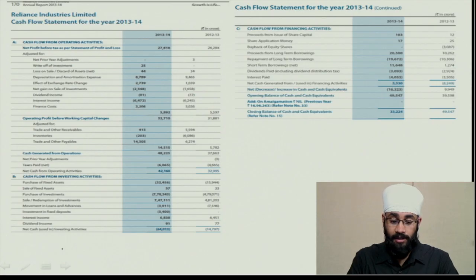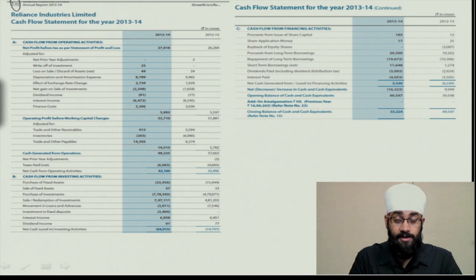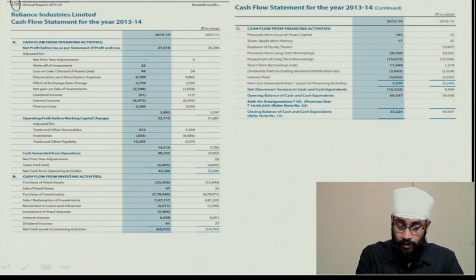Let us now look at cash flow statement of Reliance Industries Limited to get a better sense of presentation and format of the cash flow statement. On your screen, you see the cash flow statement for Reliance Industries Limited now. The statement appears on page 170 of the annual report for 2014 for this company, and it runs into two pages. So I have both these pages on the same page here. So look at section A, and you have section B and section C as well.